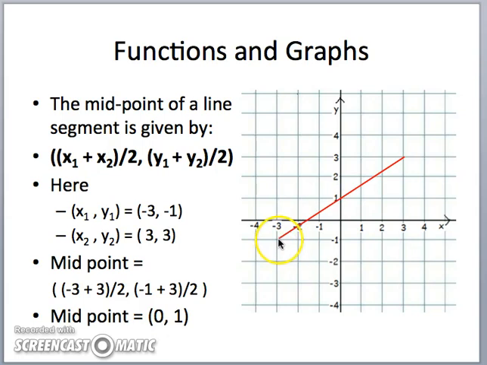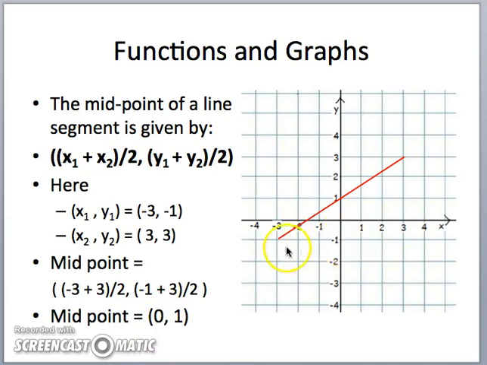Well, basically what we do is we take the average of the x coordinates and the average of the y coordinates. So if we take the average or mean of these two numbers, this x coordinate is -3 and this x coordinate is 3. And the average will be (-3 + 3) all divided by 2. Well, -3 plus 3 is 0, and 0 divided by 2 is 0.